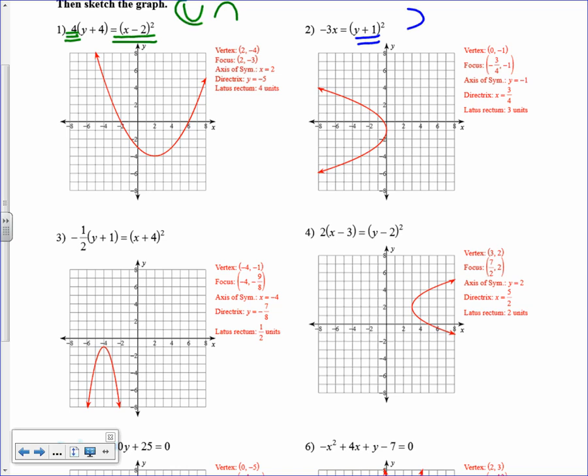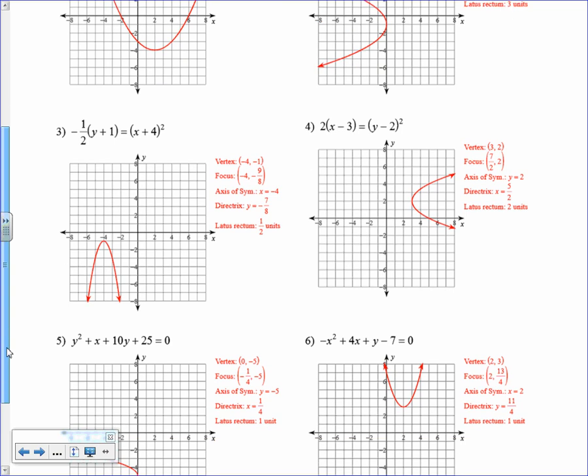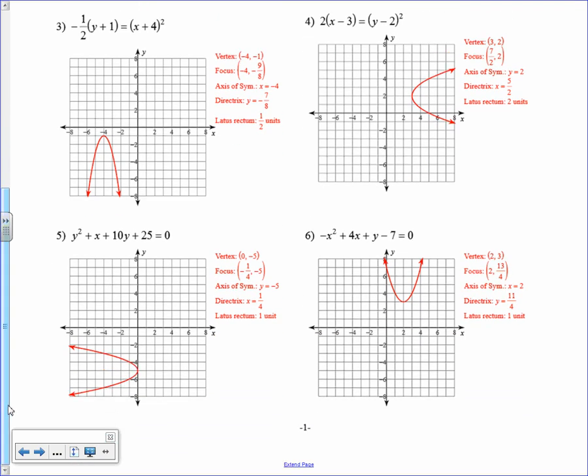Well, y squared is either open left and right or up and down. Because it's negative, it has to open in the negative direction. So it looks like that. Let's take a look here at problems 5 and 6. Feel free to pause things as you need to.